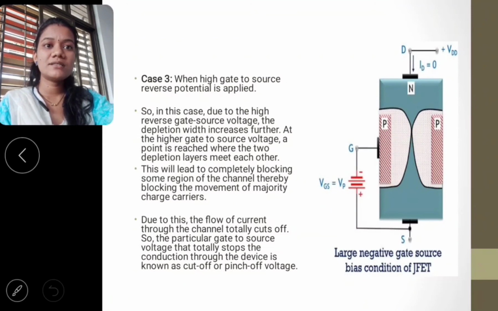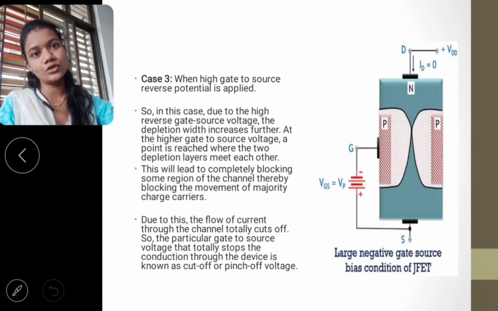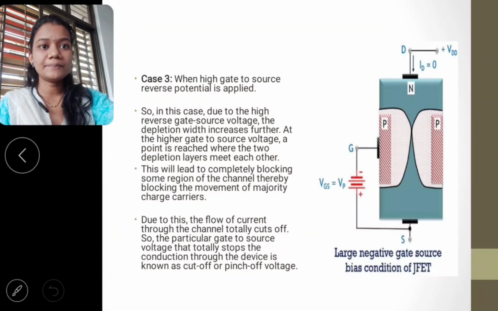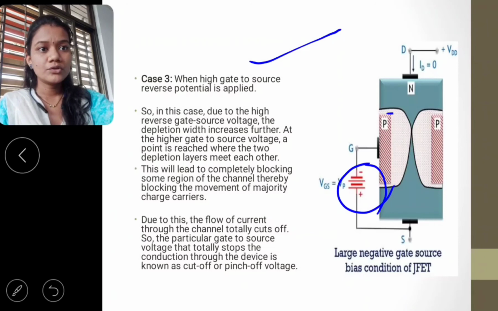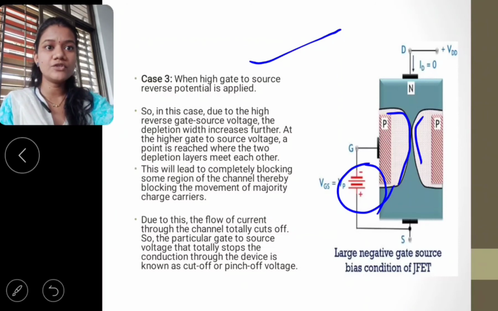Now what is case 3? When a high gate to source reverse potential is applied. So the third case is when a high gate to source voltage is applied, meaning VGS is equal to VP. So it is your high gate to source voltage. In this case, what happened? Due to the high reverse gate source voltage, the depletion region will increase more. So this is your depletion region. The size of the depletion region will increase more.